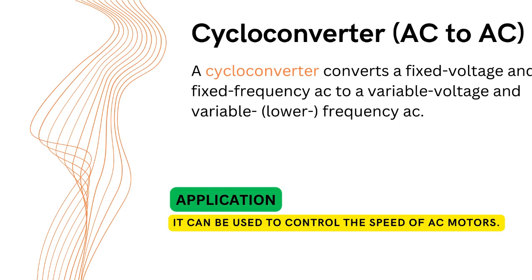AC to AC converter or cycloconverter. A cycloconverter converts a fixed voltage and fixed frequency AC to a variable voltage and variable, lower, frequency AC. Application: it is basically used to control the speed of AC motors.